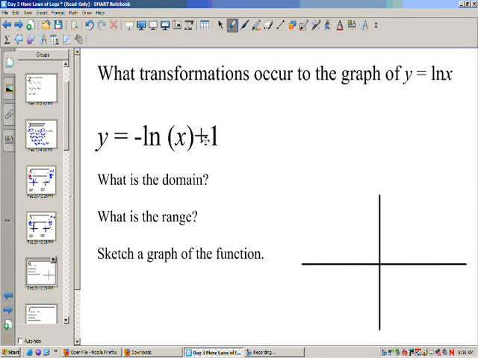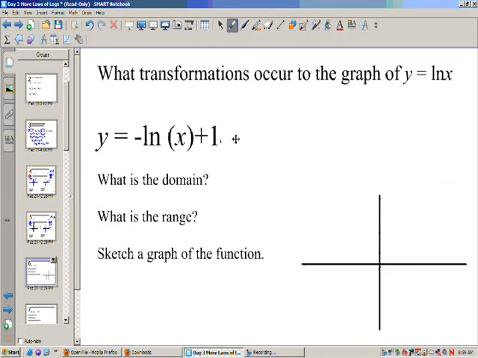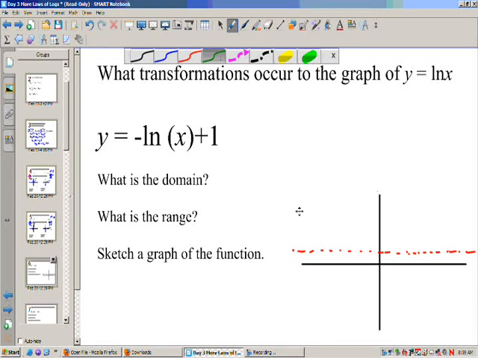First thing we have to think of is our natural log graph. Remember, our natural log is right here. It's going to move up 1, and so we can pretend that this is our new x-axis. And now it's going to flip over this axis that we have here. Now let's do this in a different color. In green, I'm going to draw it just with the +1.